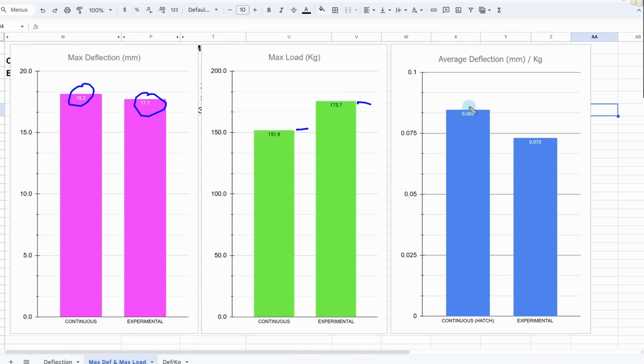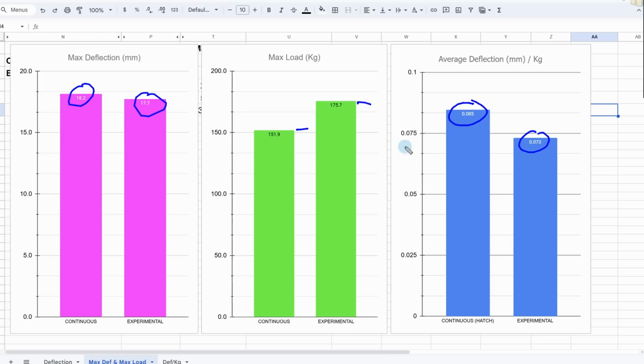So what I did was I took all of the values except for the breaking point because they were so different, and I took the average deflection per kilogram. So the more deflection, the less rigid the part is. So the continuous with the infill had 0.085 millimeters per kilogram, and the experimental 0.073 millimeters per kilogram of deflection.